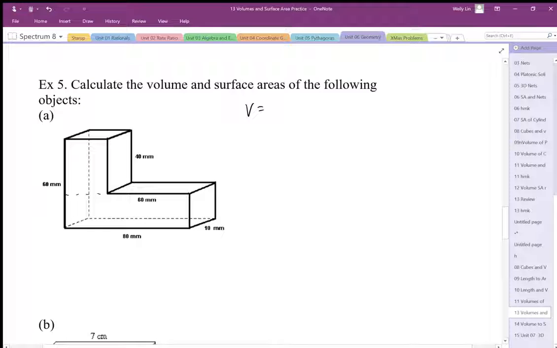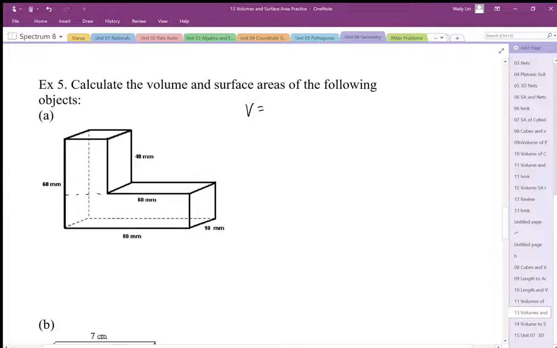So if we're going to look at this, I'm going to look at this as a prism. I'm just going to find this L area and give that L area depth, and I'll get the volume of this. Some people may want to break this up into a rectangular prism here and a rectangular prism and add those two volumes together. Okay, and that's perfectly fine.